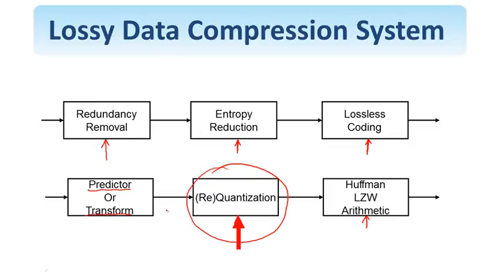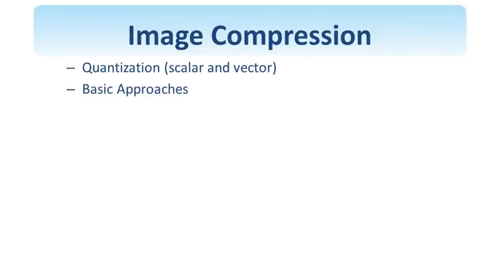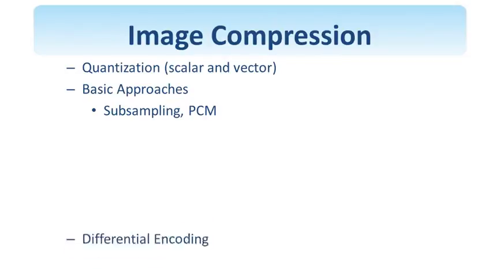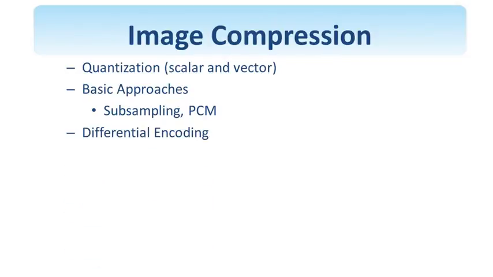So in summary, any lossy compression scheme we will cover in these 2 weeks, and any other one that is not covered in this class, consists of these 3 building blocks shown here. This week we are going to cover the following topics. We will talk about quantization, both scalar and vector. We will then describe some approaches, which I call basic approaches, such as subsampling and pulse code modulation. We will revisit differential or predictive encoding, and more specifically, we'll derive the expressions for differential PCM.